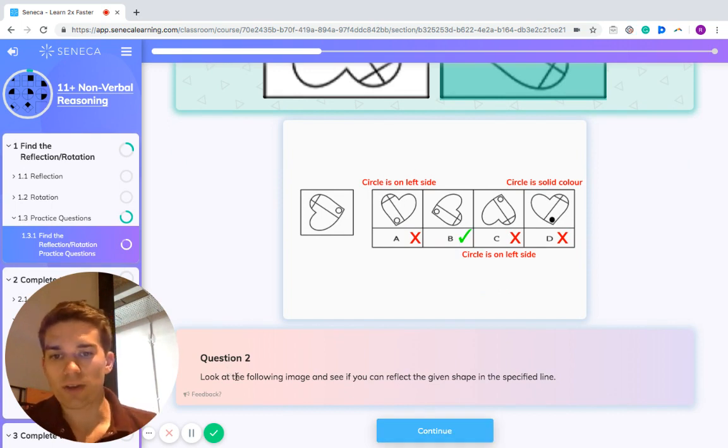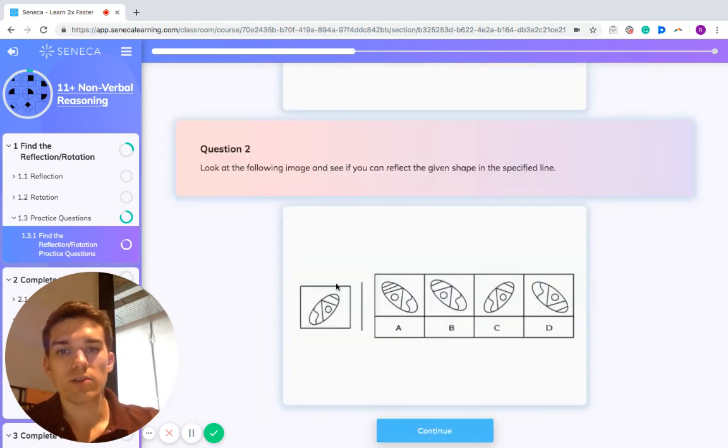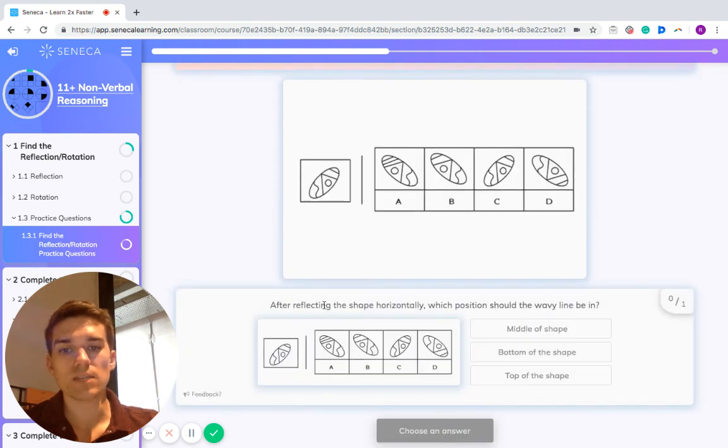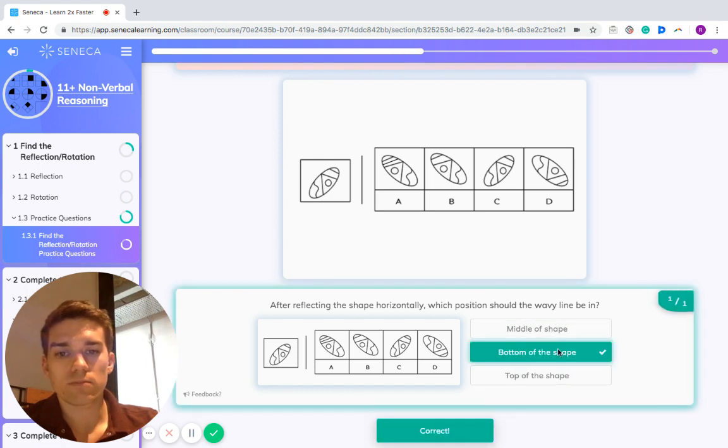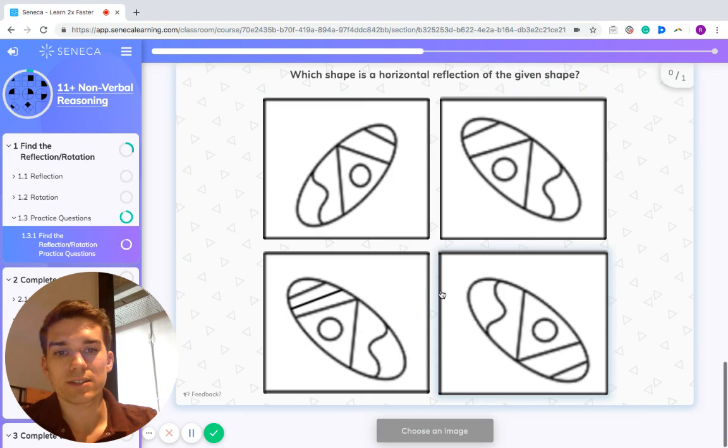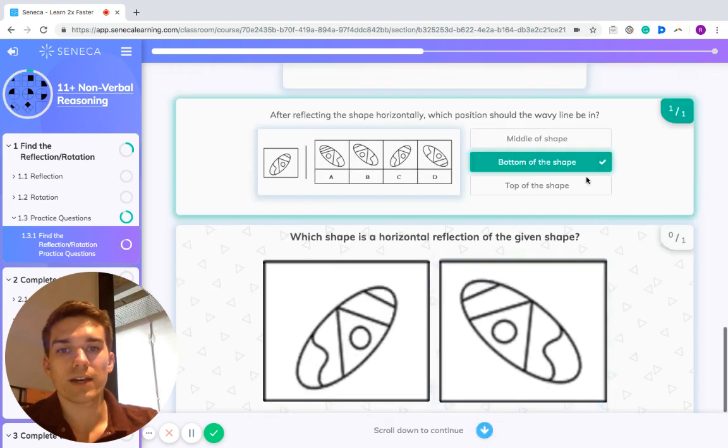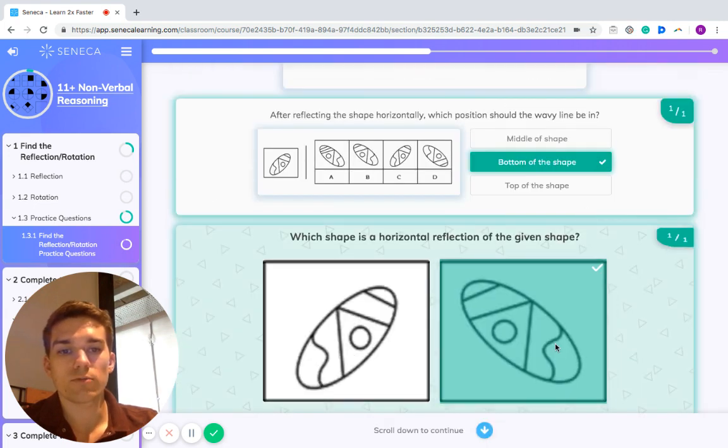Look at the following image and see if you can reflect the given shape in the specified line. Here's the line. Can we reflect this shape to make one of these other shapes? After reflecting the shape horizontally, which position would the wavy line be in? This wavy line, where would it be? It would be at the bottom of the shape and on the right hand side. So we're looking for one that has it in the bottom right.